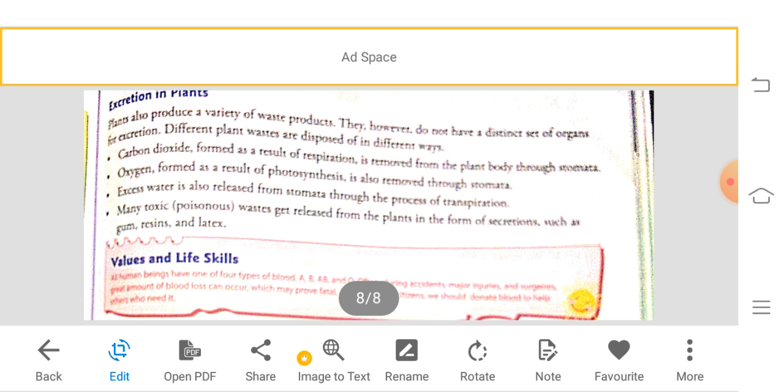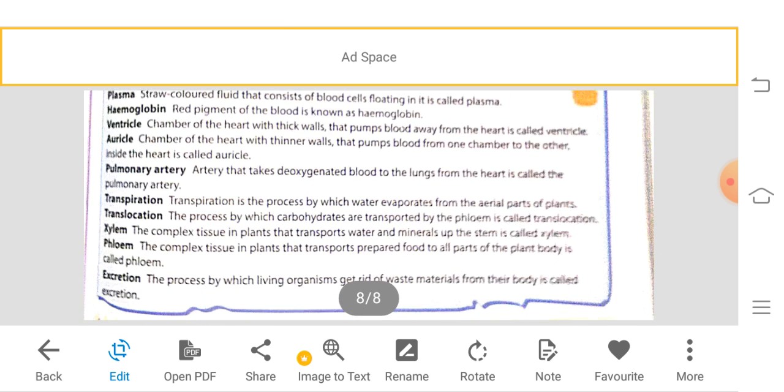So here our chapter number 10, the transport system in living organisms, is completed. Exercises and question answers of this chapter I will give you in my next class.